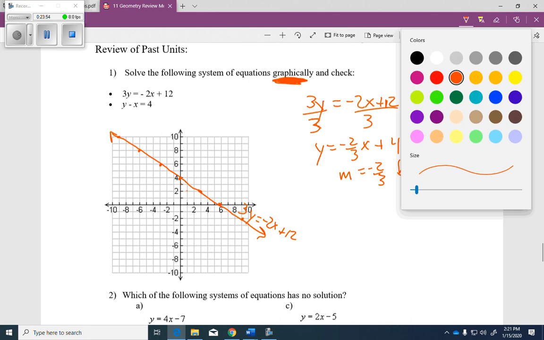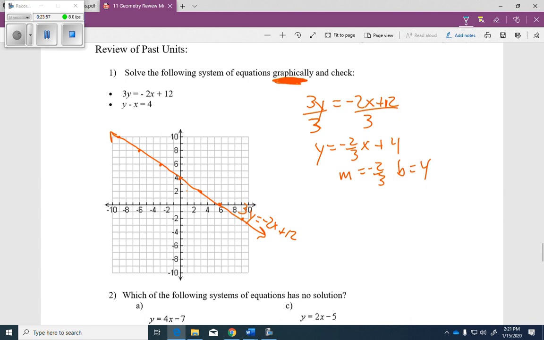And then I have to graph the other line. It also has to be put into y equals mx plus b form, so I'll add x to both sides. The slope is 1, and the y-intercept is 4. I already found where they cross. Slope of 1 means go up 1, right 1. Label it.